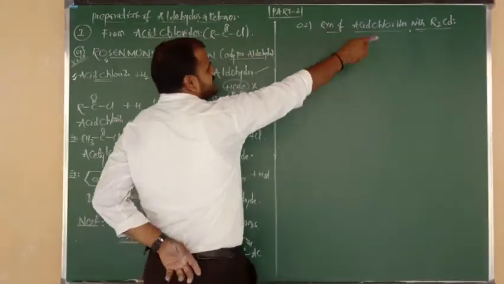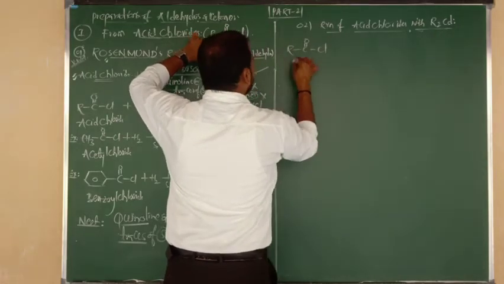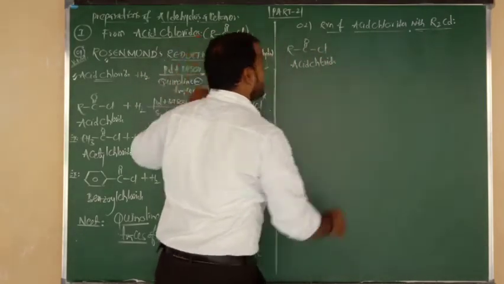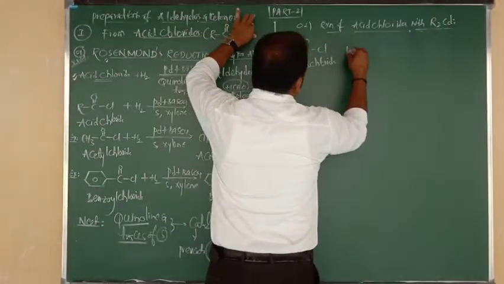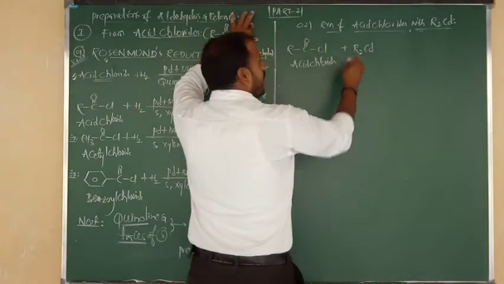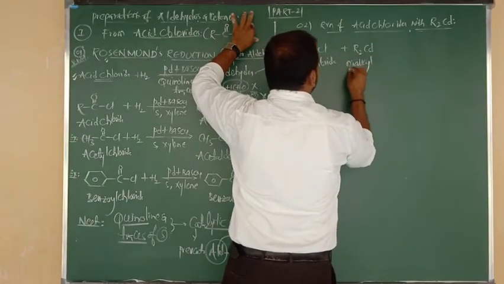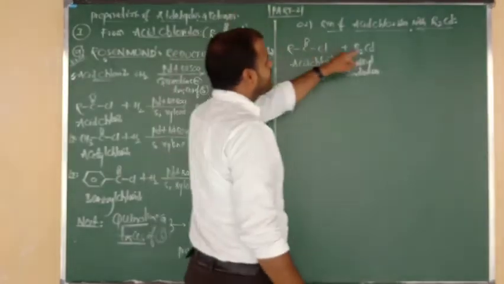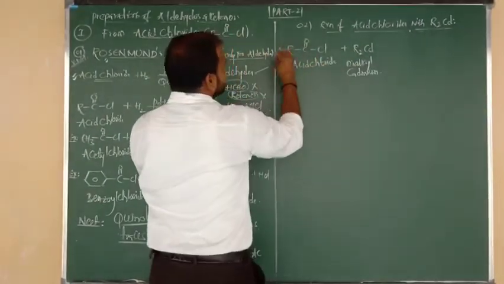Good. Acid chloride. What is the formula of acid chloride? R bonded to C double bond O, C double bond O bonded to Cl. What is the name of this compound? Acid chloride, and also we can say acyl chloride. It reacts with dialkyl cadmium. What is the formula of dialkyl cadmium? It is R2Cd. R2 means dialkyl, Cd means cadmium. But one Cd can combine with how many Cl? 2 Cl, but here there is only 1 Cl. So take 2 moles here.